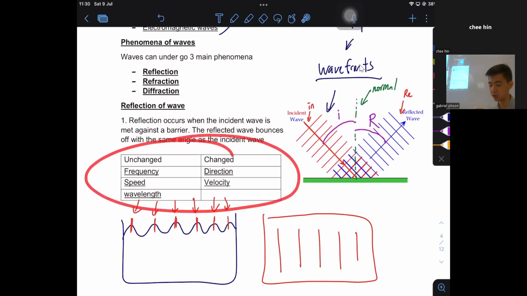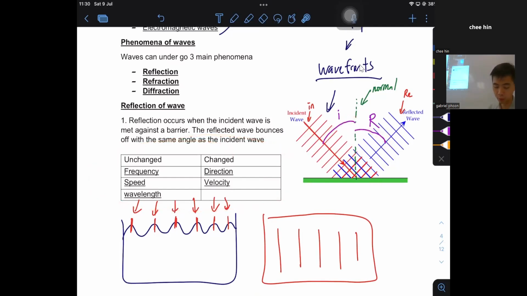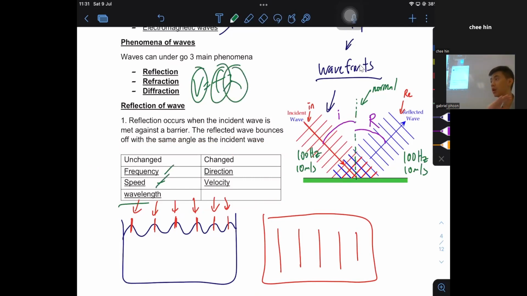There are a few things that remain unchanged and a few things that change. First and foremost, the frequency does not change. Meaning to say, if this wave came in at 100 Hertz, it will bounce off at 100 Hertz, okay? Now, the speed does not change as well, meaning to say, as it comes in at 10 meters per second, it will still be 10 meters per second, and the wavelength will definitely not change as well. This is also because of the v equals f lambda formula, right? Frequency didn't change, speed didn't change, then obviously your wavelength is not supposed to change. However long this is, it will be however long this is.